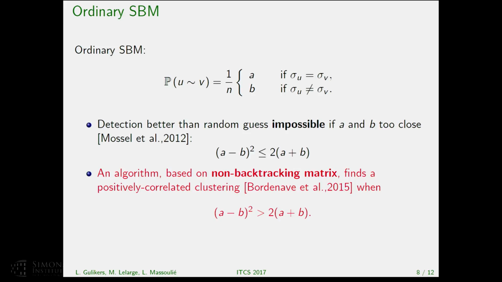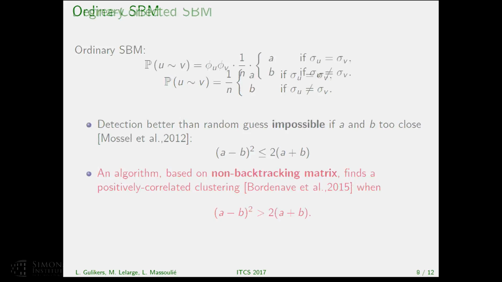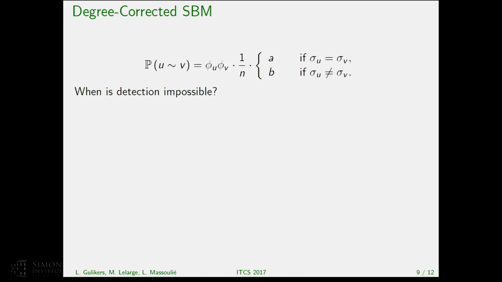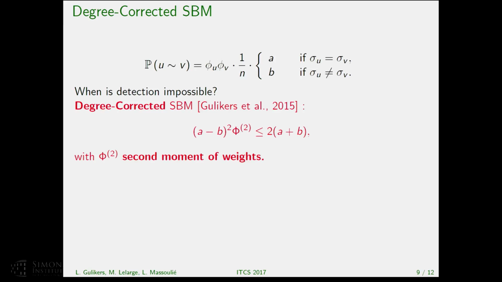We have extended those results to the degree-corrected setting. So this time the first question that we ask ourselves is, when is detection impossible? It turns out that there is again a very easy condition that depends this time also on the parameters A and B, but also on the second moment of the weight distribution. So if this condition holds, then again it's impossible to detect communities. It's impossible to do better than random guessing.